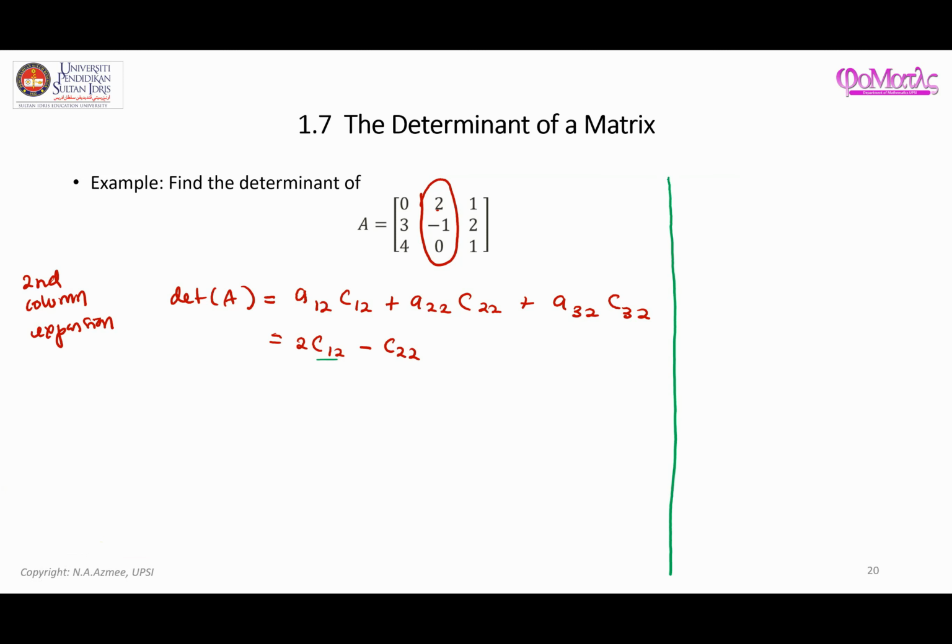In order to find C12, we start off with M12, which means we delete the first row and second column. So here we have 3, 2, 4, 1. And for this one, we can see that 3 minus 8 is negative 5. Therefore, C12 is just negative 1 to the power of 1 plus 2, which is 3. And plug in the result right next to this part. So here negative 5 is going to be positive 5.